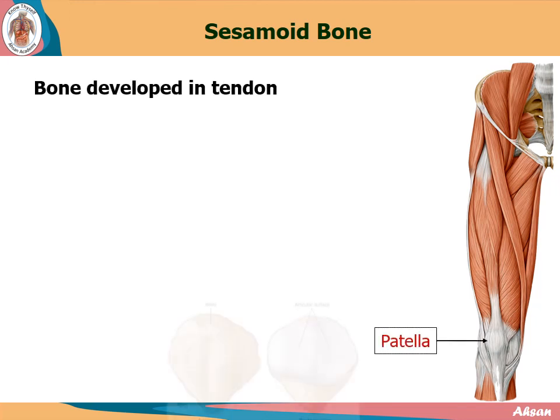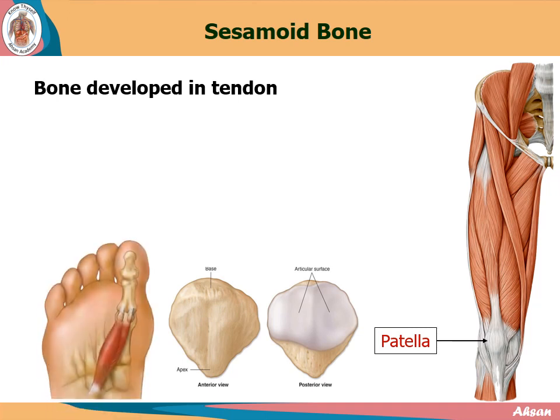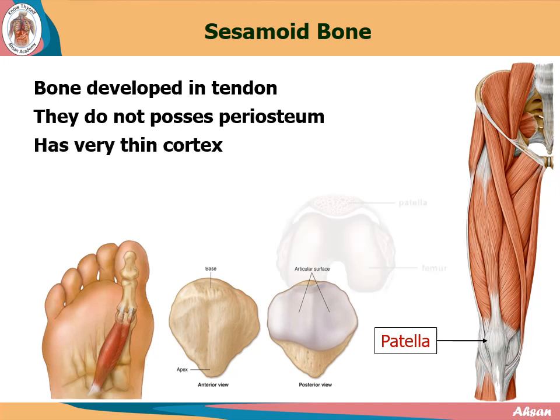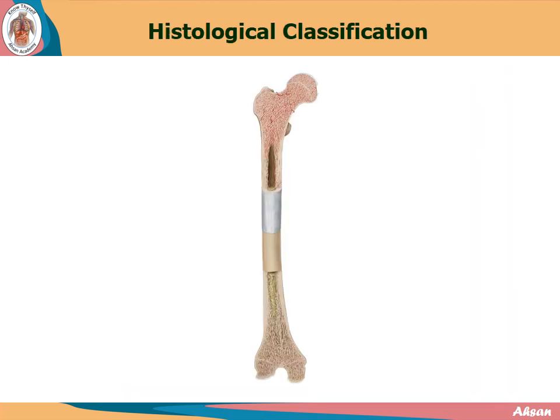Sesamoid bones are special types of bone developed within the tendon of a muscle with some special purpose. They have a different structure from other bones; for example, they don't have periosteum, meaning the covering of the bone is the tendon part, and they do not have separate coverings. These bones have a very thin cortex, meaning the compact cortex is very thin, and they mainly comprise spongy bone. As an example, the largest one is the patella, shown in the figure.